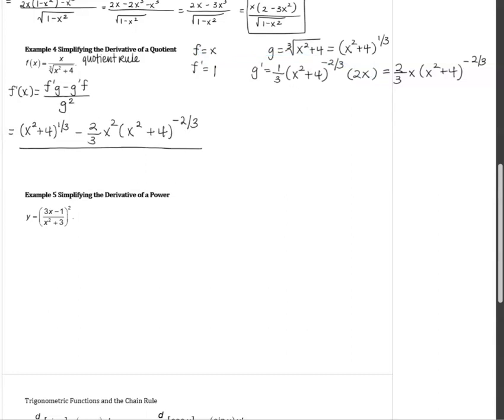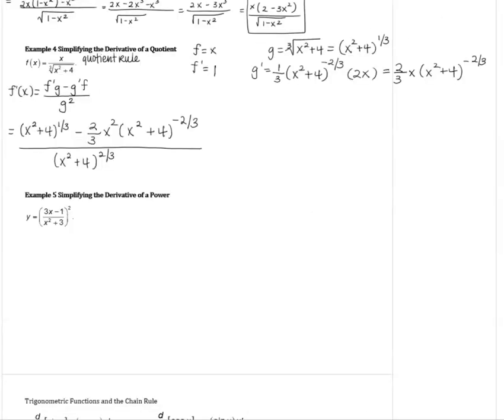So I'm going to end up with a 2x squared here when I multiply those x's there. Denominator, we have g squared. So we're taking this and squaring it, which means we're going to multiply the exponent of 1/3 by 2, and it will become 2/3. So now I'm going to start to simplify this expression.